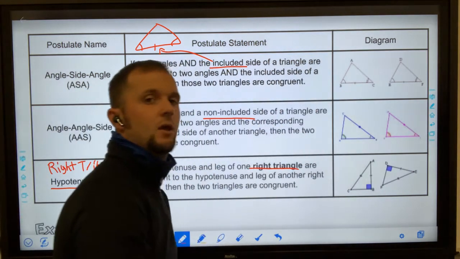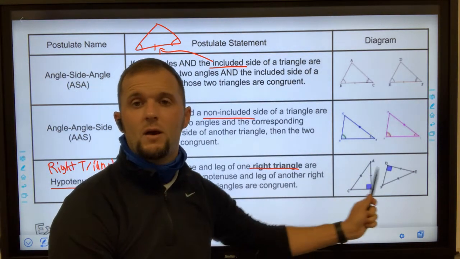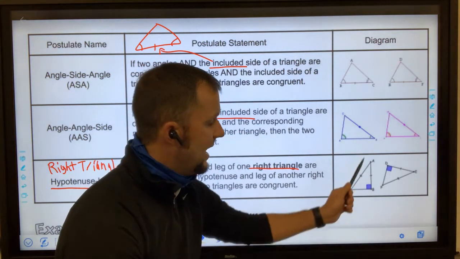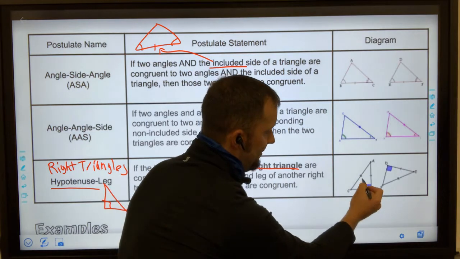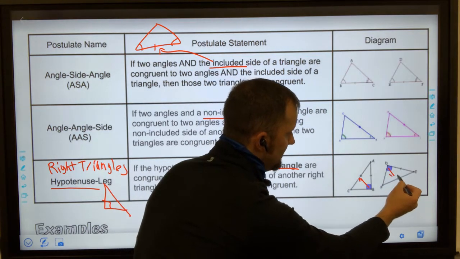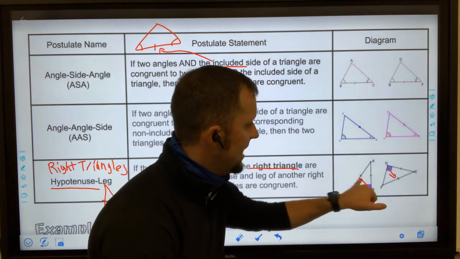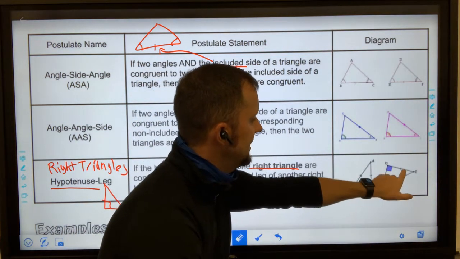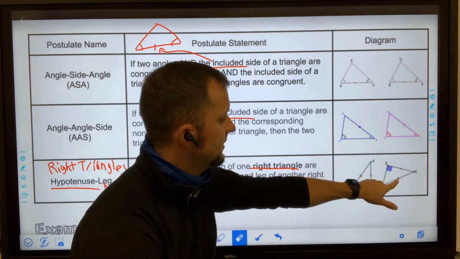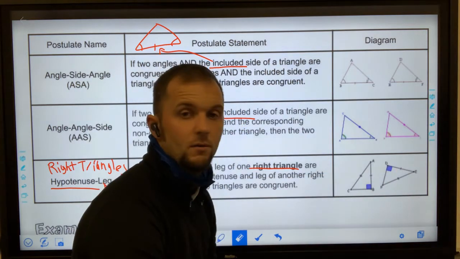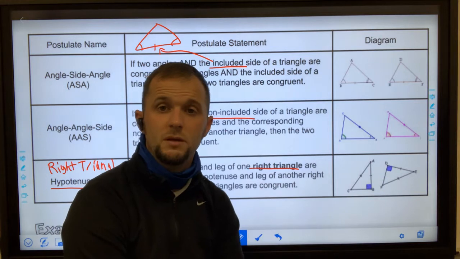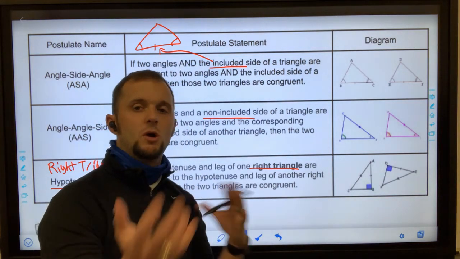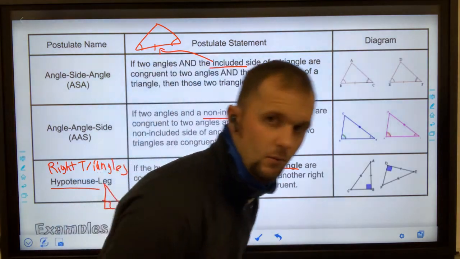Right now I have a right triangle, so I can test out hypotenuse-leg. The hypotenuse is the side opposite of my right angle. Those two sides are congruent to each other. And then also the third leg is congruent. That would be the hypotenuse-leg theorem, so those two triangles would be congruent to each other. Let's take this info and go to our examples. So here we go.